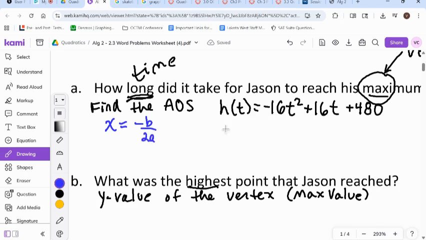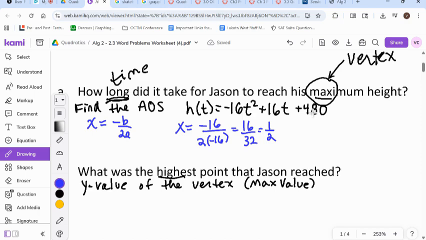So I'm going to plug in x equals negative 16 over 2 times negative 16. So a is negative 16, b is positive 16. From here, I'm going to simplify this. If I am dividing a negative by negative, I get a positive, and I get 16 over 32. If you need to use your calculator to simplify this, I'm okay with that, but that reduces down to 1/2. So my axis of symmetry is x equals 1/2.